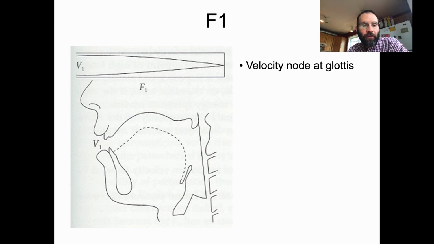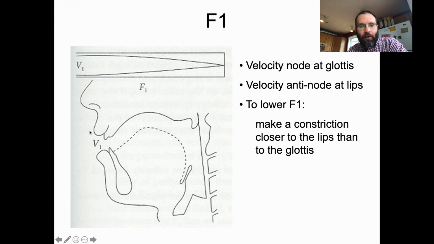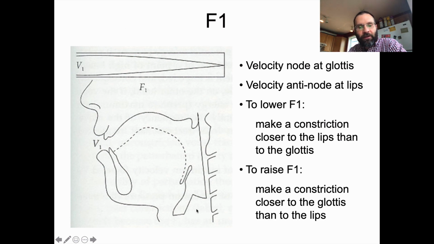So with F1, we have a velocity node at the glottis, velocity antinode at the lips. Remember, to lower F1, to lower this formant frequency, we constrict at or near an antinode. The best option there would be to constrict here, or reasonably anywhere close to the lips. That will lower your F1. And if we want the opposite acoustic effect, we make a constriction over here at the glottis or somewhere close to it rather than closer to the lips. That's how you move F1 around.